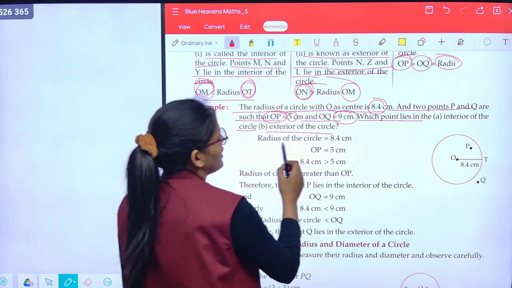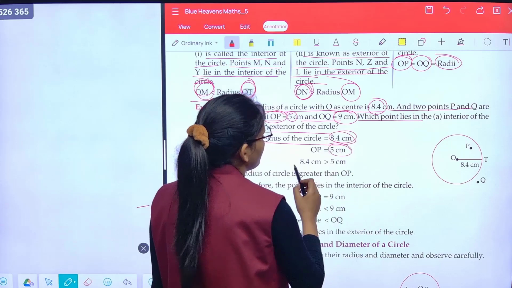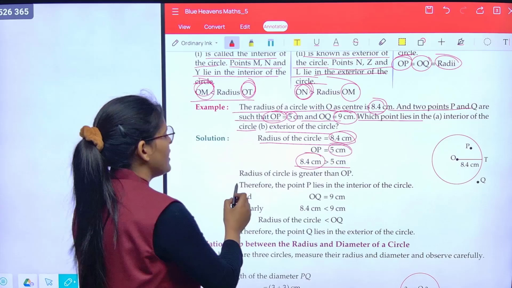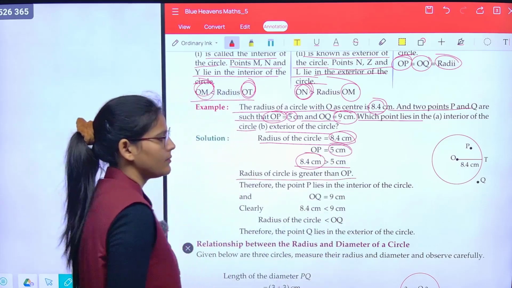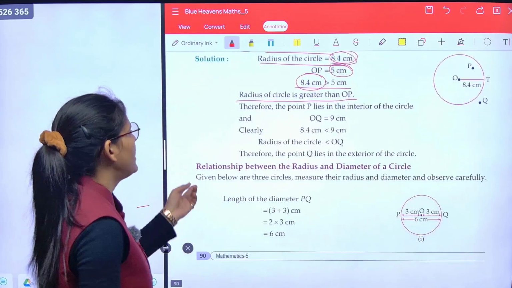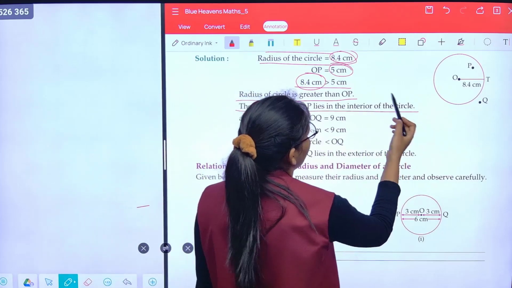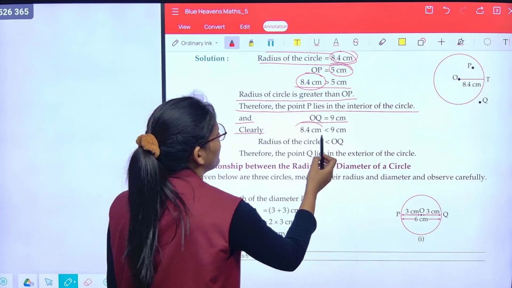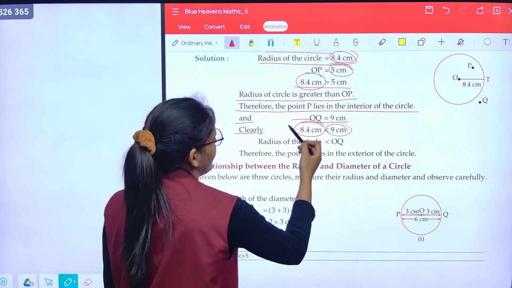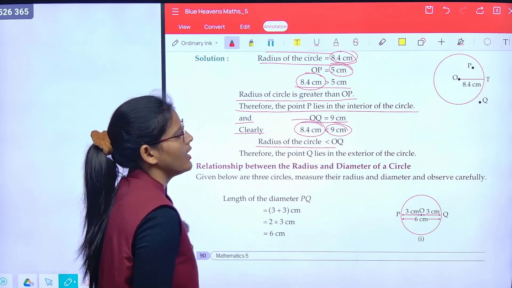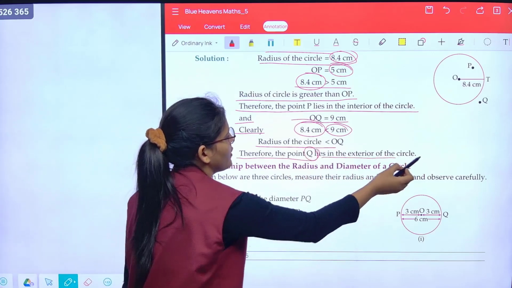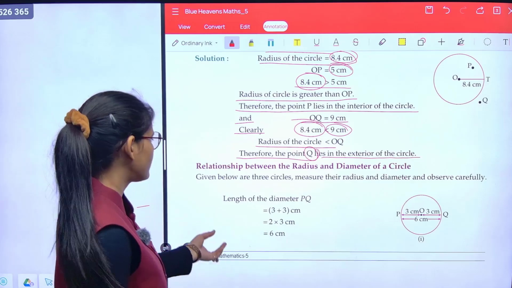Radius of the circle is 8.4, OP is 5 centimeter. So 8.4 is greater than 5 centimeter. Radius of the circle is greater than OP. Therefore, the point P lies in the interior of the circle. And OQ is 9 centimeter. Clearly 8.4 is less than 9 centimeter. Radius of the circle is less than OQ. Therefore, the point Q lies in the exterior of the circle.